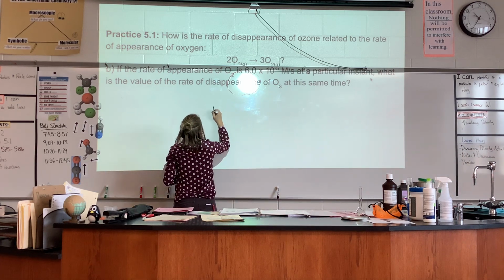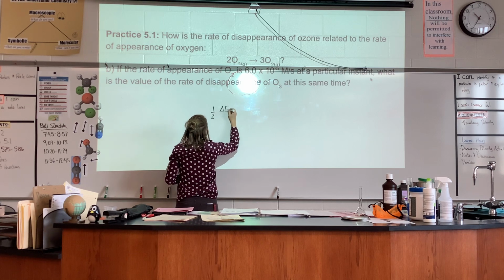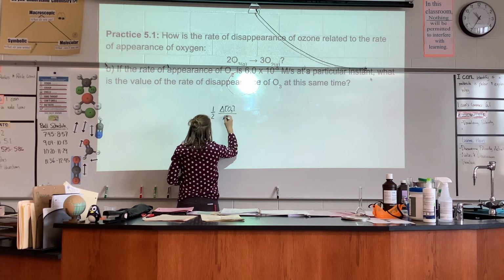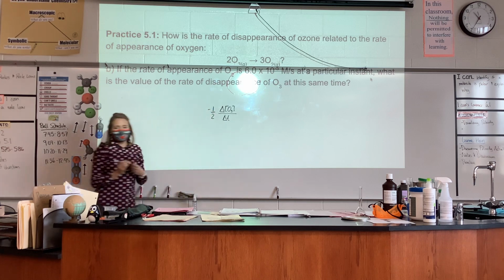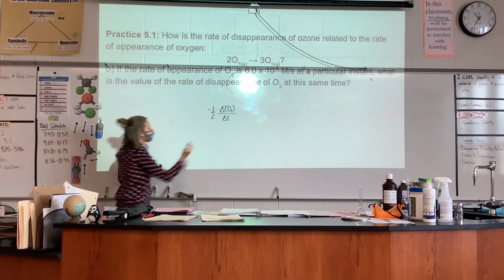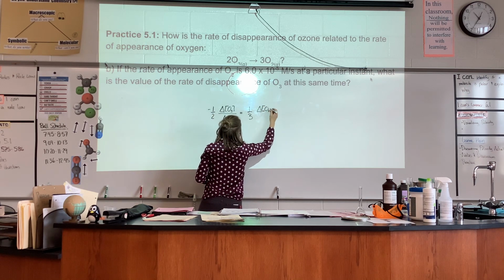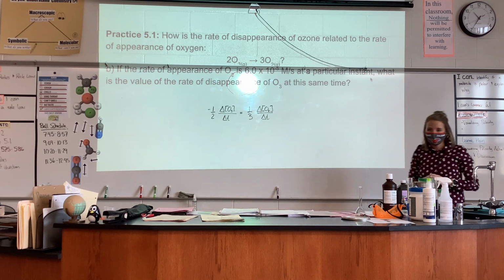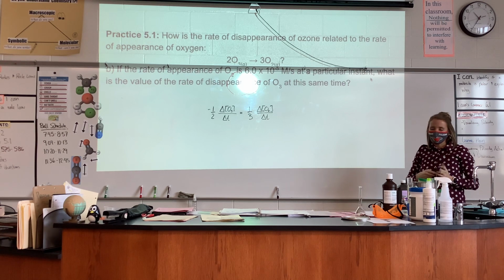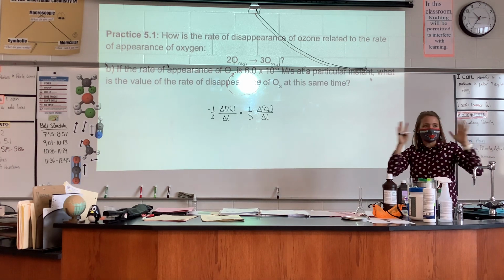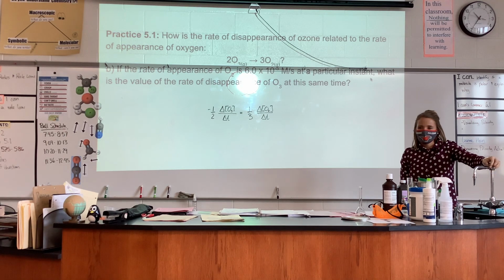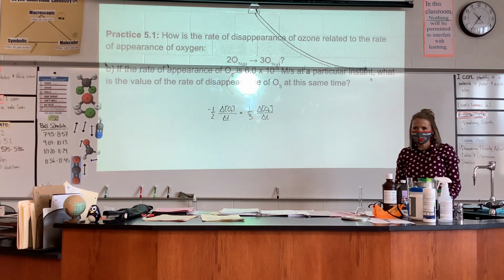Okay, so we have 1/2 the change in concentration of O3 over change in time, and that's going to be negative, is equal to 1/3 the change in concentration of O2 over change in time. So that's just my setup of setting it equal to one another. Questions on the setup?